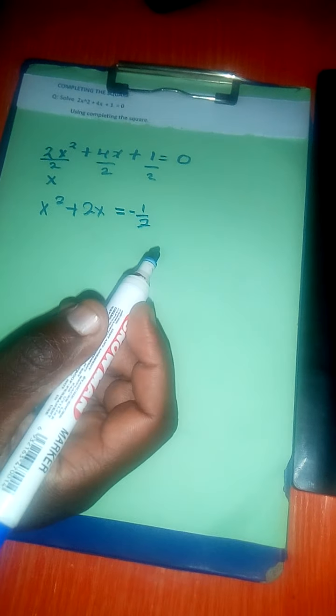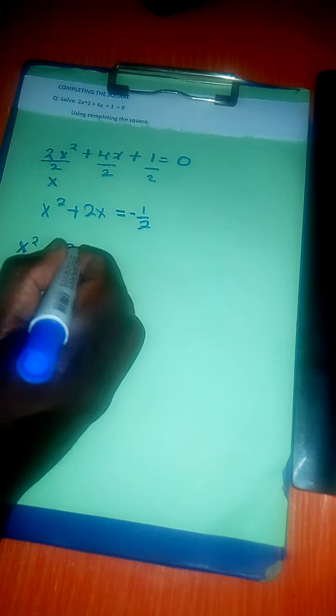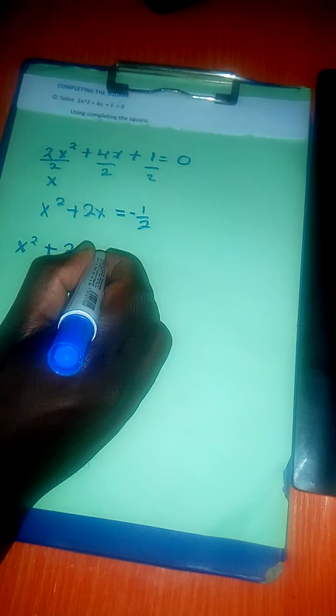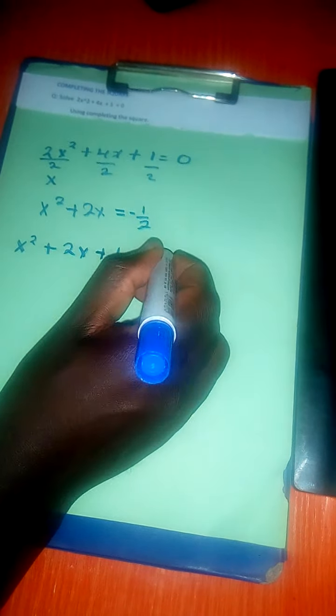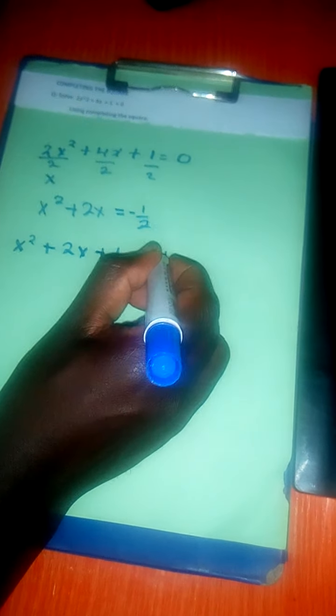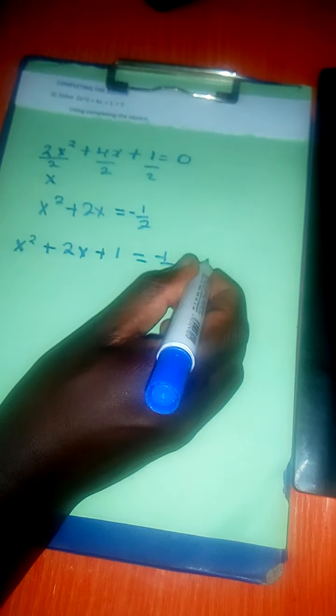Now we need to add 1 to complete the square. We need to add 1 to complete the square on the left hand side, and the same thing we do on the right hand side. So we'll say x squared plus 2x plus 1 is equal to negative a half plus 1.